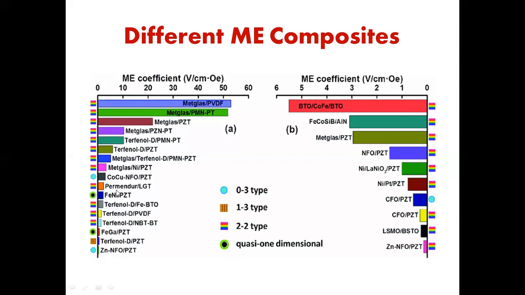So many composites have been tried by different researchers, and these two have come out as the bilayer composite materials which possess the maximum value of magnetoelectric coefficient. One can immediately know that these are the two very important ones which can be used for device fabrication.